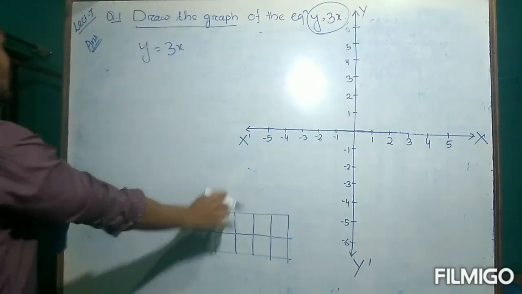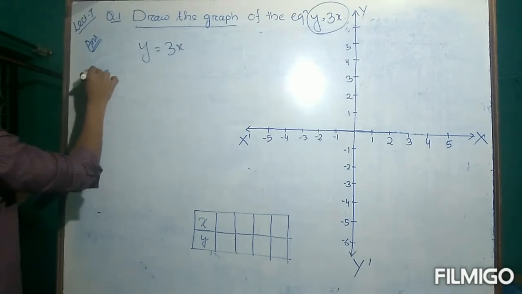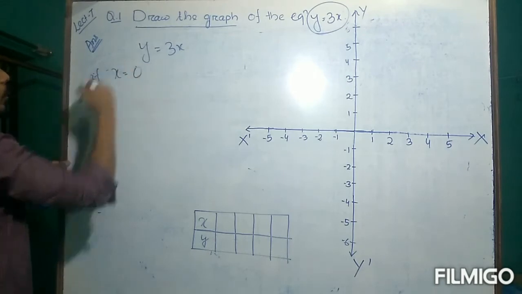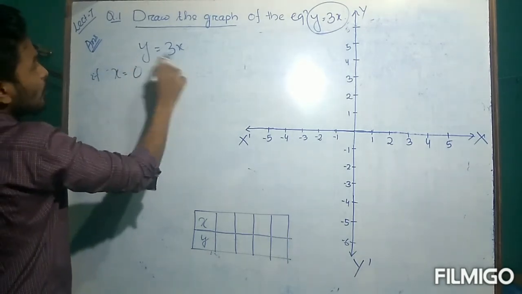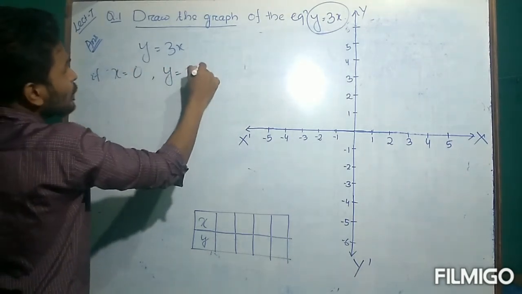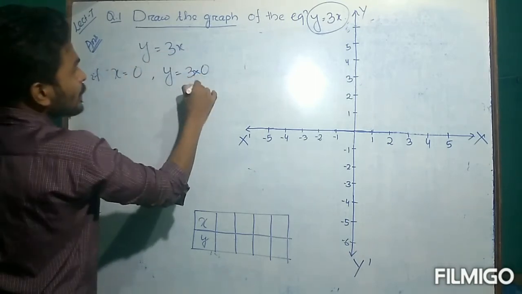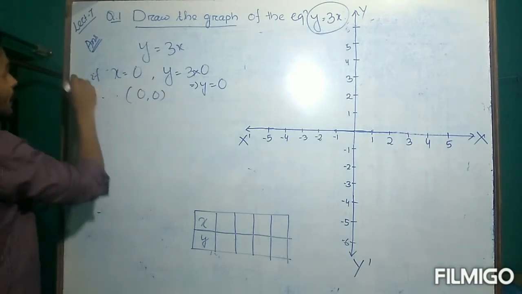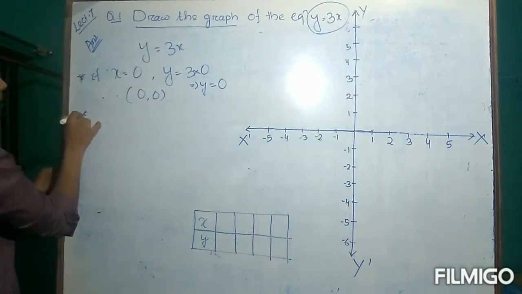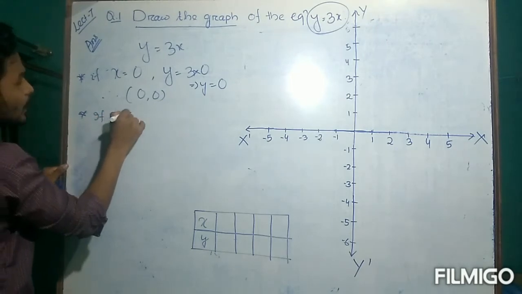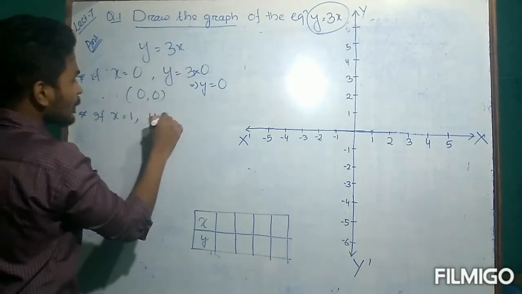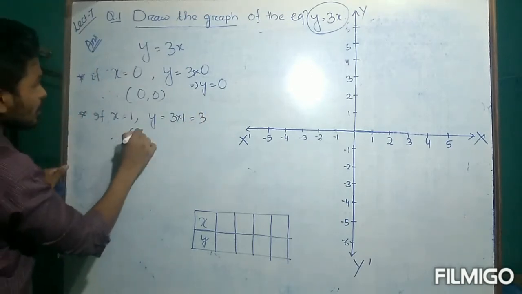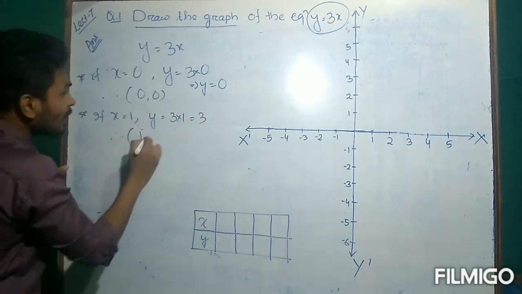So let's find out the solutions. Okay, suppose I put x to be 0. And what is the value of y? y is equal to 3 into 0. So you get y is equal to 0. So our possible solution is (0, 0). This is the first solution. Now for the second solution you can take x to be 1. So the equation becomes y is equal to 3 into 1. That is 3. So the possible solution is (1, 3).